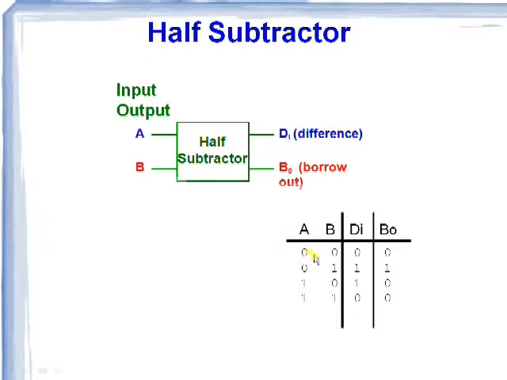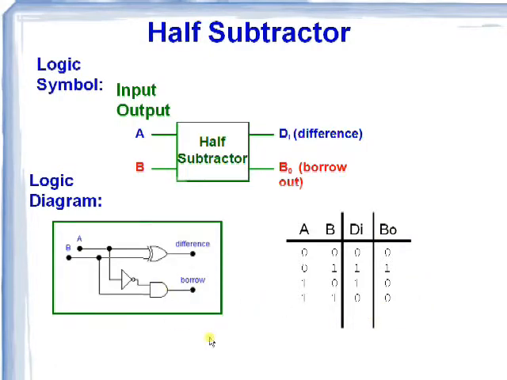If A and B inputs are 0 0, then the difference and borrow is 0 0. If A and B inputs are 0 1, you are performing A minus B, then what happens? Difference is 1 as well as borrow is 1. If it is 1 0, then you will get 1 and 0 at the difference and borrow. If it is 1 1, then you will get 0 and 0 at the difference and borrow. Now if you plot the minterms of DI as well as B0 on the K map, then you will get this kind of logic diagram. This is the circuit which represents the half subtractor.